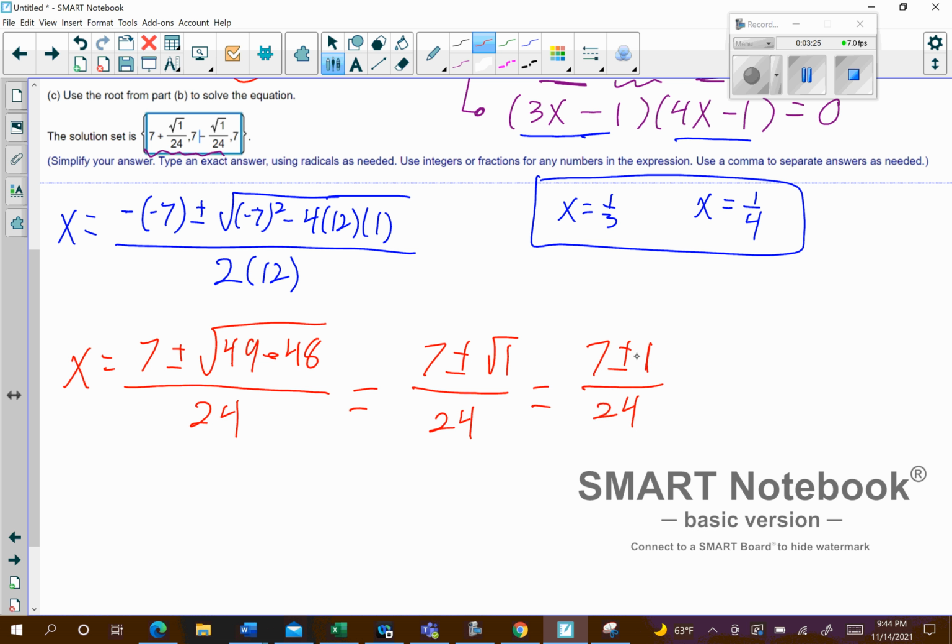And so then you have to do it with plus, and then you have to do it with minus. So if you do plus, you get 8 over 24, which then would reduce down to 1/3. That's where we got that. And then if you subtracted 7 take away 1, that'd be 6 over 24, which then would be 1/4. And that's where we got that. So you're absolutely on the right track. You just have to be careful.